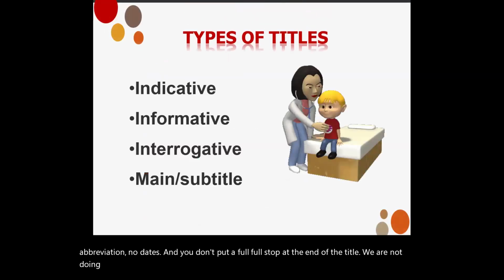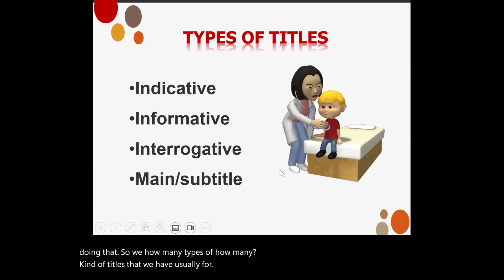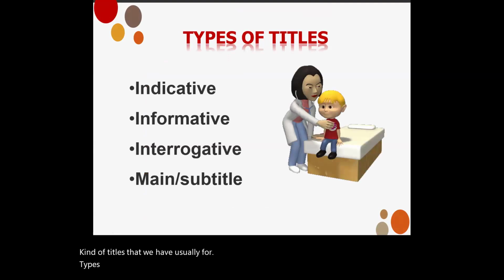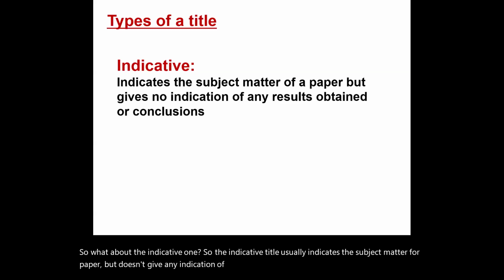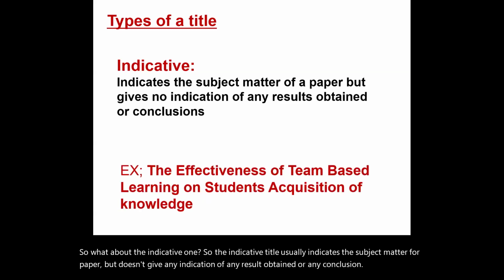So how many kinds of titles do we have? We usually have 4 types of titles. We have the indicative one, the informative one, the interrogative one, and the main title with subtitles. So what about the indicative one? The indicative title usually indicates the subject matter of a paper, but doesn't give any indication of any result obtained or any conclusion. So this is an example.